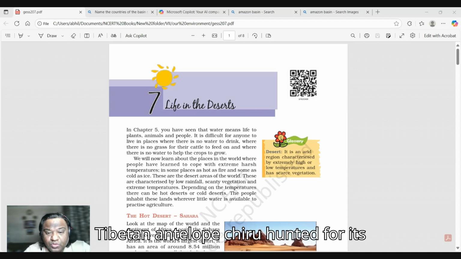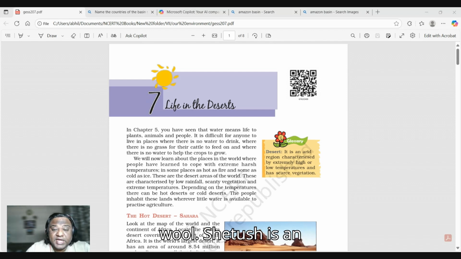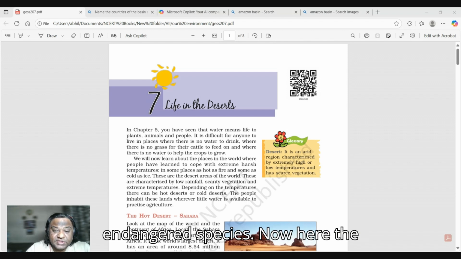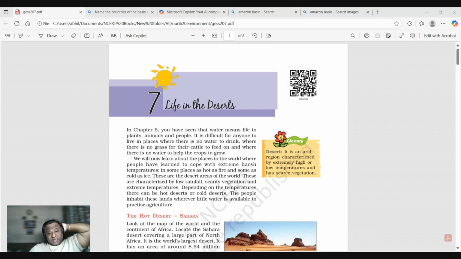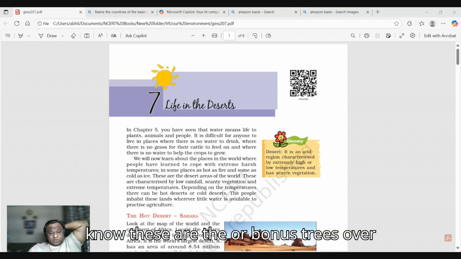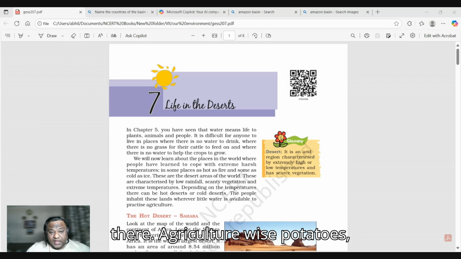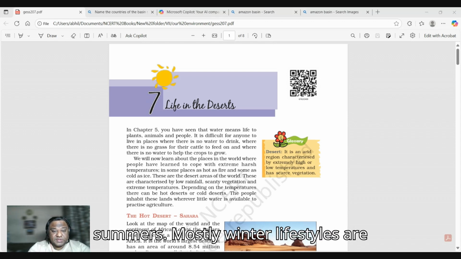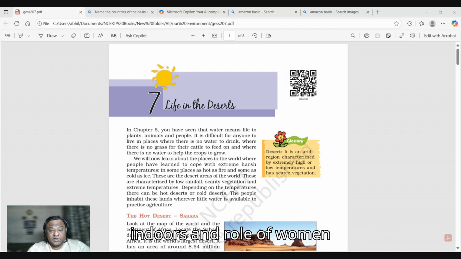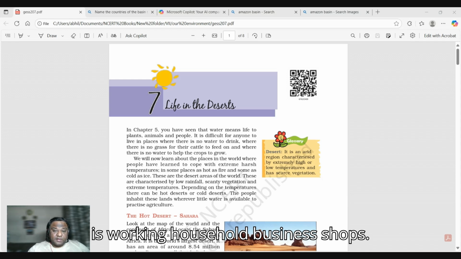Tibetan antelope chiru, hunted for its wool, shahtoosh, is an endangered species. Now here, in people and culture part, Ladakh region is a Buddhist and Muslim zone. Gompas, monasteries, hermits, Diskit, Lamayuru, these are the Gompas or monasteries over there. Agriculture wise, potatoes, barley, peas, beans, turnip in short summers. Mostly winter lifestyles are indoors, and the role of women is work in household, business, shops.